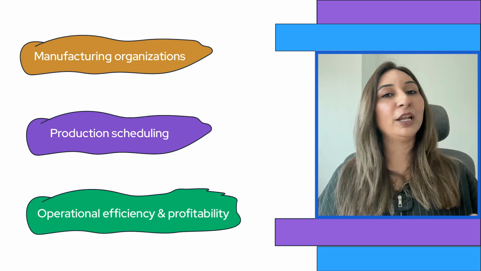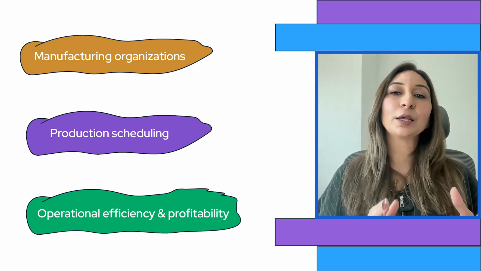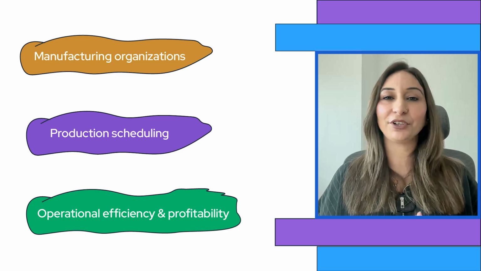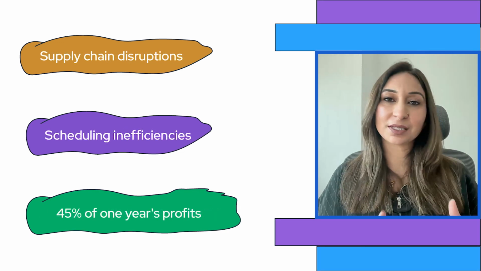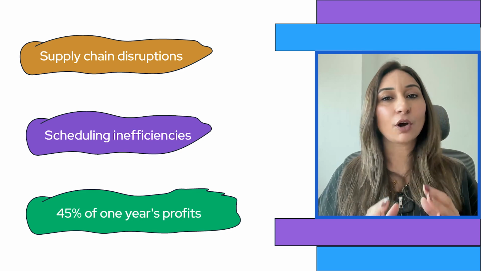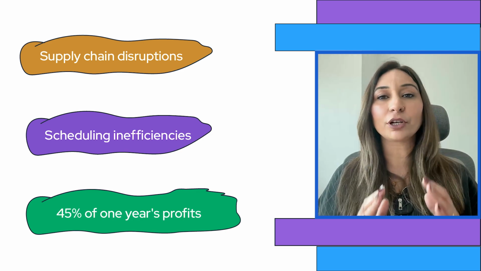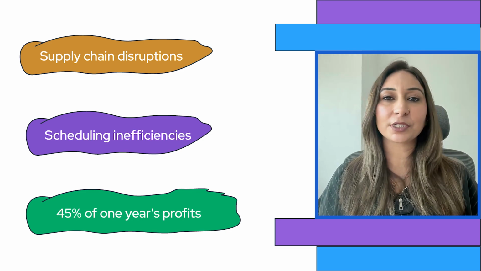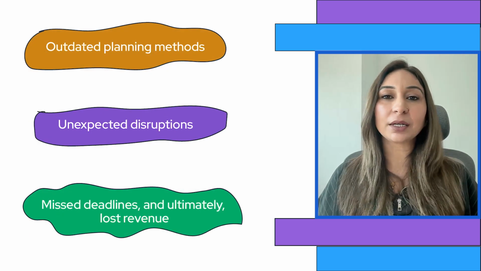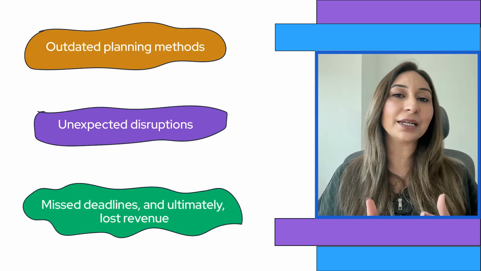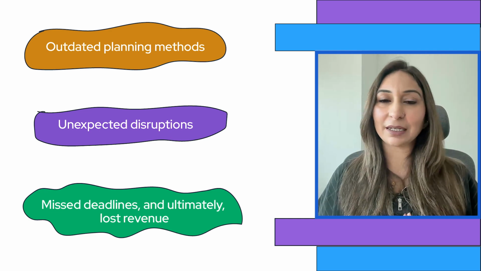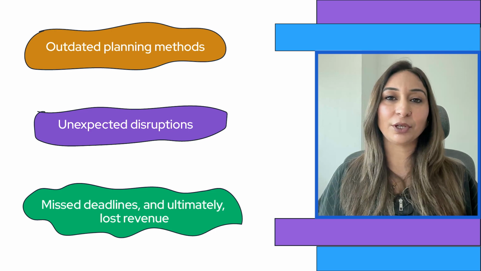Hi. For manufacturing operations, optimizing production scheduling is crucial for achieving operational efficiency and profitability. However, supply chain disruptions, heavily influenced by scheduling inefficiencies, cost businesses an average of 45% of 1 year's profits. So think about that. Outdated planning methods, unexpected disruptions, and the inability to adapt in real time lead to wasted resources, missed deadlines, and ultimately lost revenue.